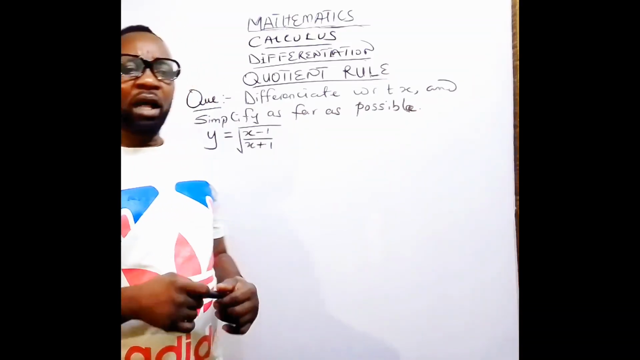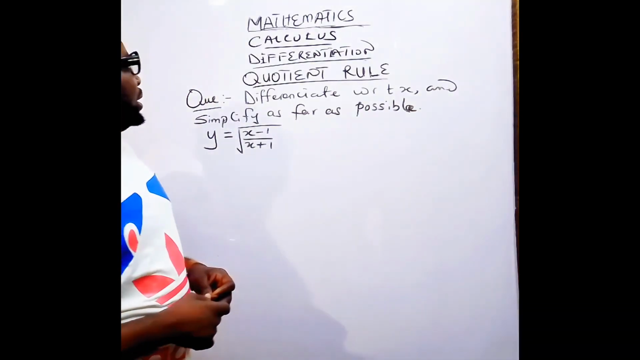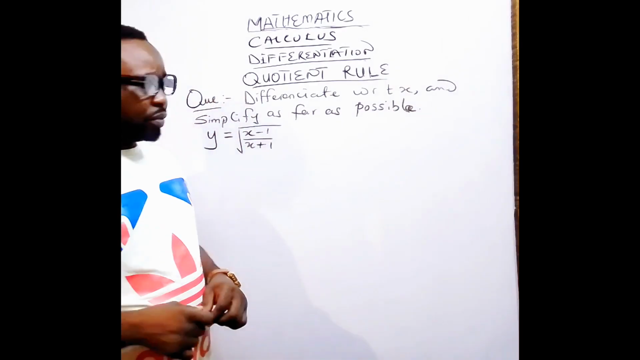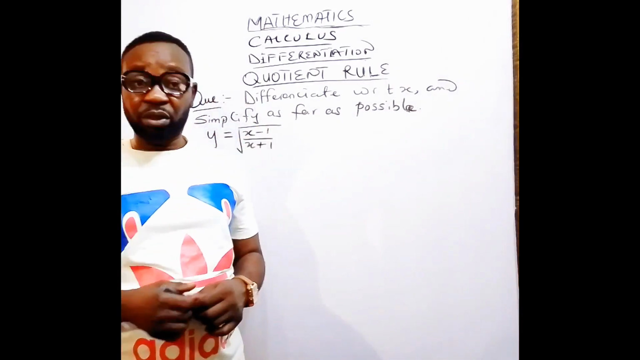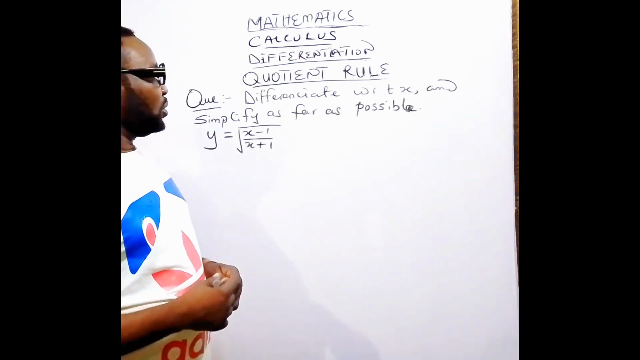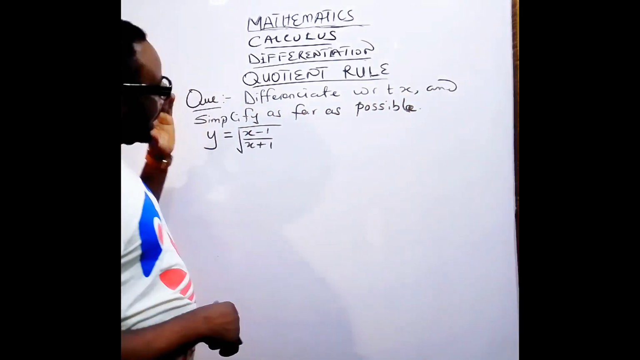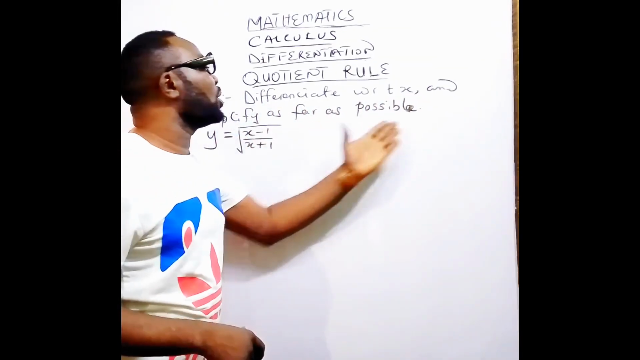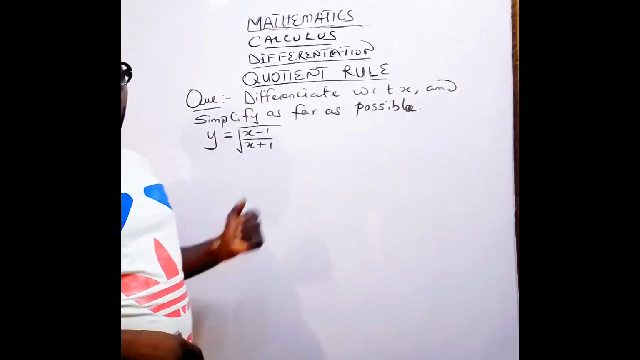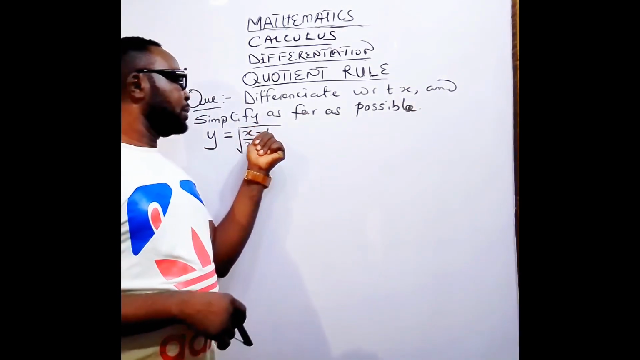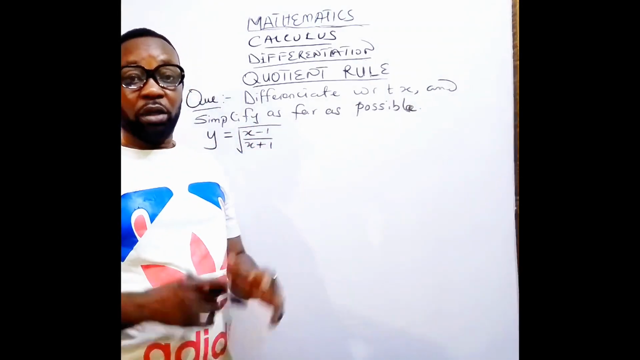Welcome to the lecture room. I have a question here on differentiation. I want to apply the quotient rule to simplify this question. The question says: differentiate with regard to x and simplify as far as possible y equals root over x minus 1 over x plus 1.